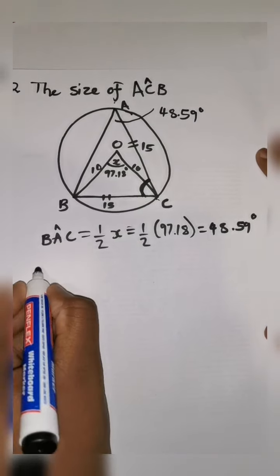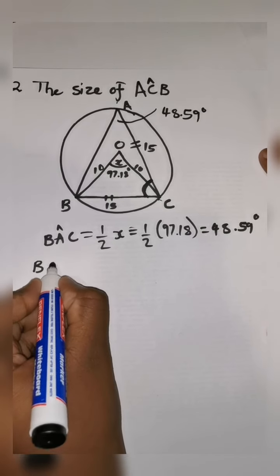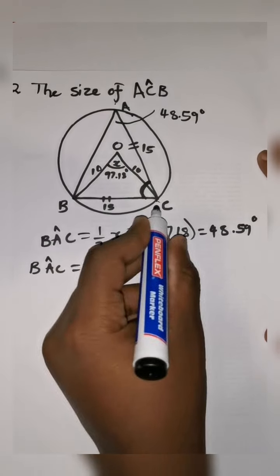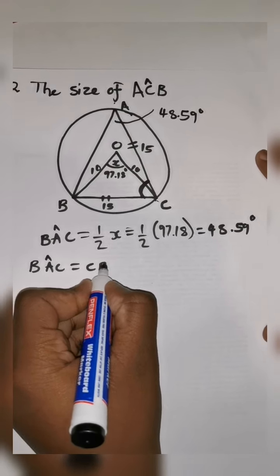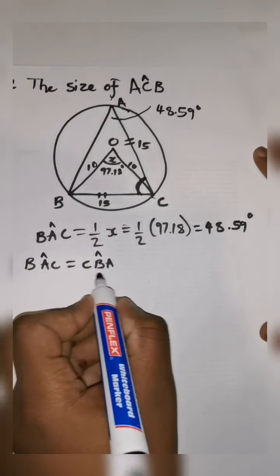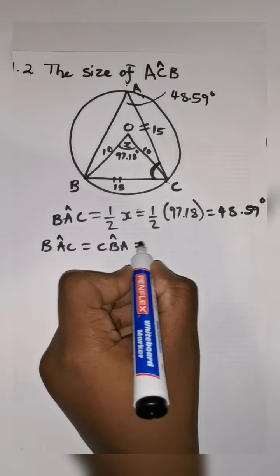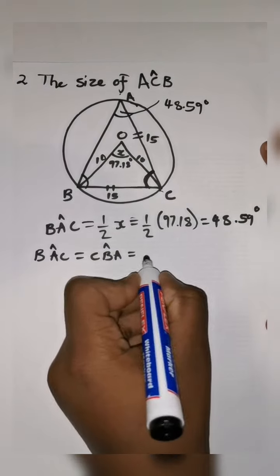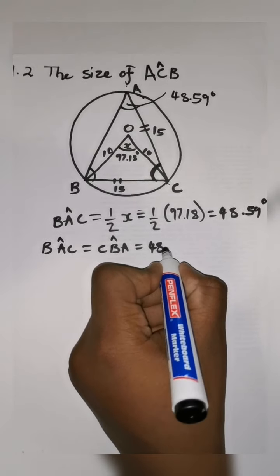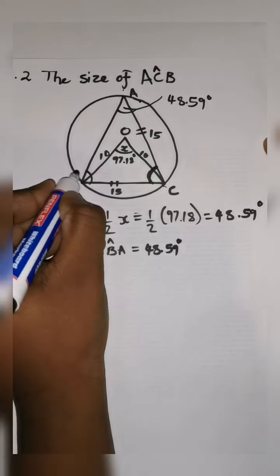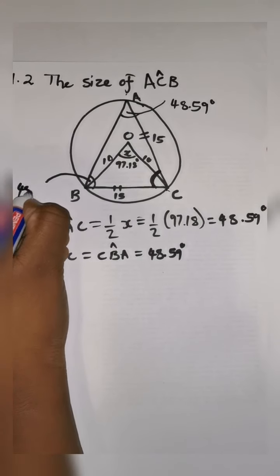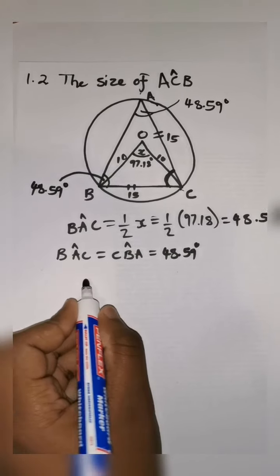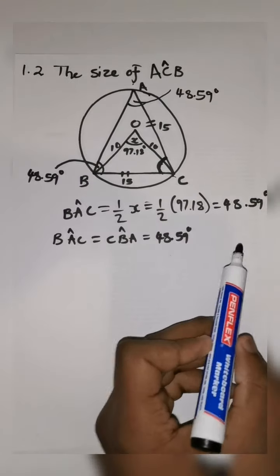So angle BAC is equal to CBA, right? So those base angles, this angle right here and that angle, they're actually equal. So this one is also 48.59 degrees, right? Okay, so we're looking for this angle.